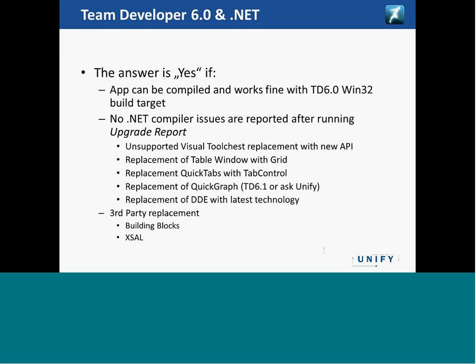Same for quick tabs. So you have to replace these quick tabs with a tab control, and a replacement of the quick graph. In TD 6.1 we have a new implementation of the quick graph. Later on I'll explain a little bit more about the replacement. And of course DDE is very, very old, and you have to replace DDE definitely if you want to go to .NET with the latest technology. So there's no way around. This is pretty old, and in the field I find a lot of applications based on DDE. But again, if you want to go to .NET, DDE is dead.